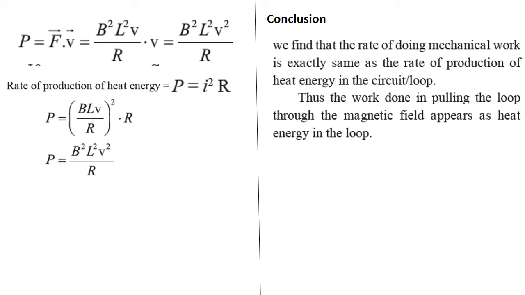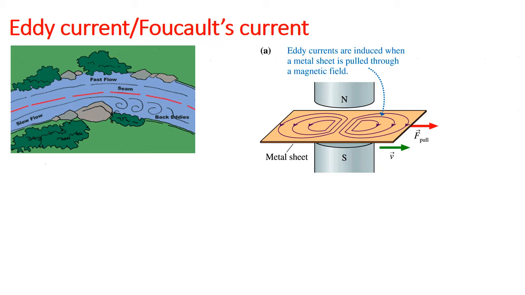So let us draw the conclusions from the above equations. We find that the rate of doing mechanical work is exactly the same as the rate of production of heat energy in the circuit or in the loop of the wire. Thus, the work done in pulling the loop through the magnetic field appears as the heat energy in the loop.